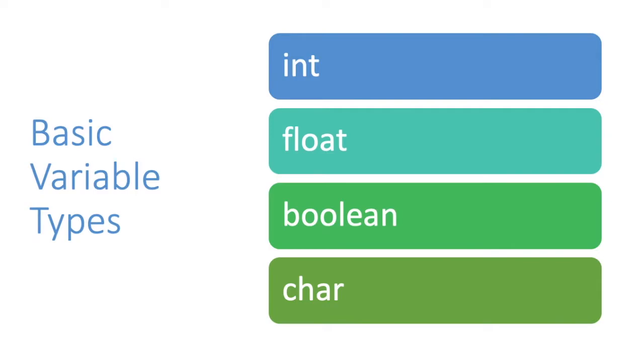Finally, we have a char, or a character, which is just one single character. Think of it as if we type in A on our keyboard, or B or C. Just a single character is considered a char.